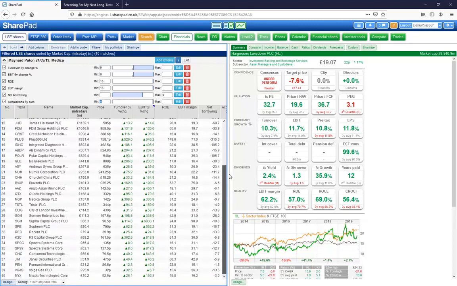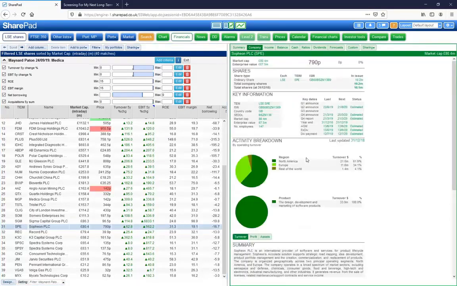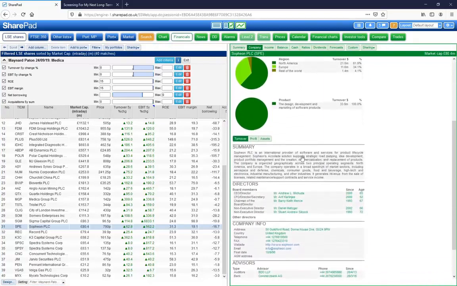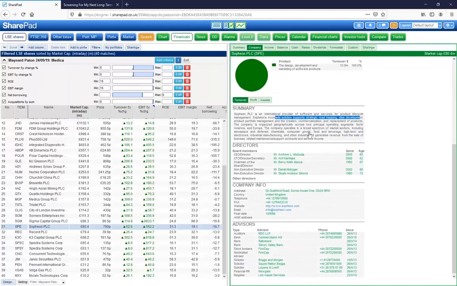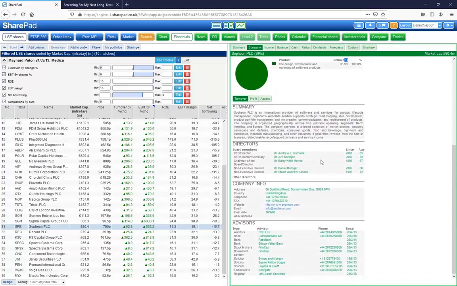And some familiar names. There's Medica, and I'm going to look at this one, Sophian. So what does this business do? So let's have a look, and here we go. It's a software business, and its solution supports strategic road mapping, idea development. I don't really know what all that means. Sounds exciting, but I'm not sure exactly what that means. It reports in dollars, so that is something to bear in mind.